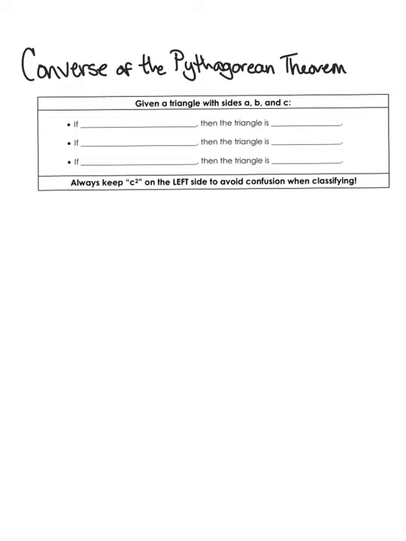Okay, so this video is about the converse of the Pythagorean theorem. With the converse of the Pythagorean theorem, we look at the Pythagorean theorem in terms of c squared. So if c squared is equal to a squared plus b squared, then I have a right triangle. But that doesn't always happen.